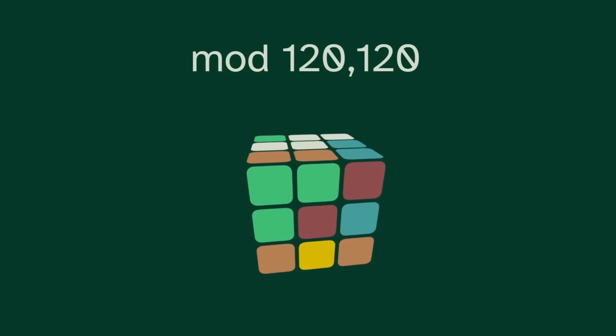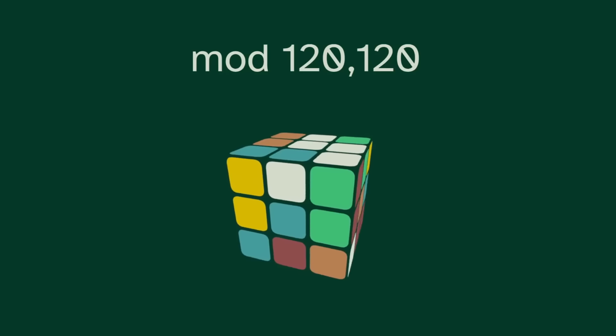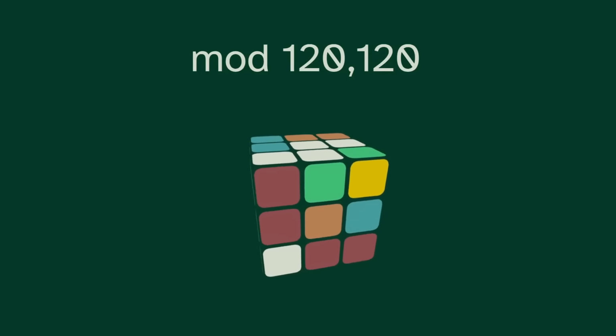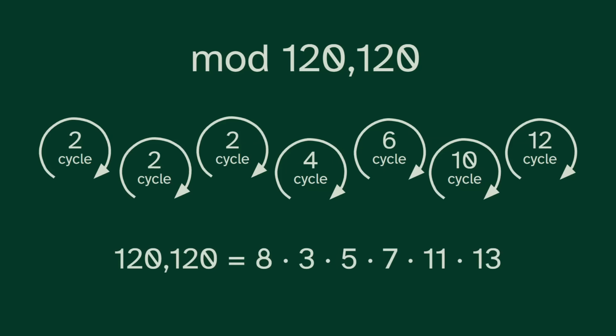Despite this, there are some big numbers that do still work, like 120,120. We can use just one normal 3x3 to do multiplication mod 120,120. Why does this work? Well, it has a lot of cycles that are pretty small. And it's actually the smallest number that's represented by 7 cycles. And that's because it's the product of the smallest primes.